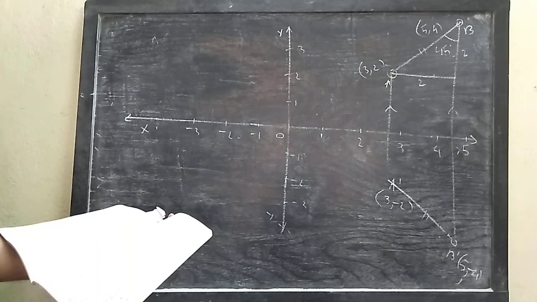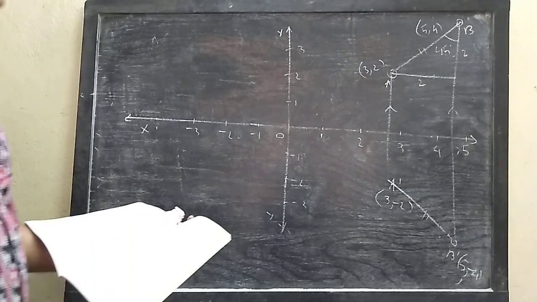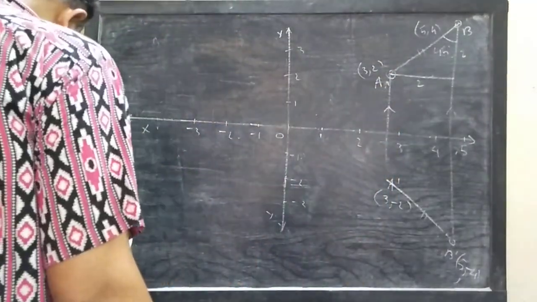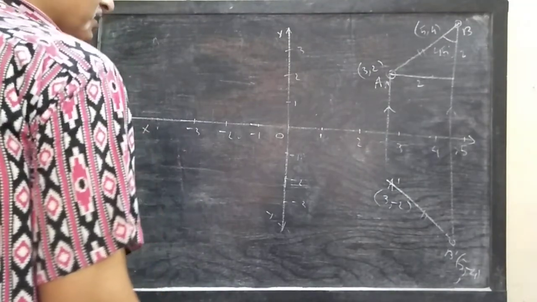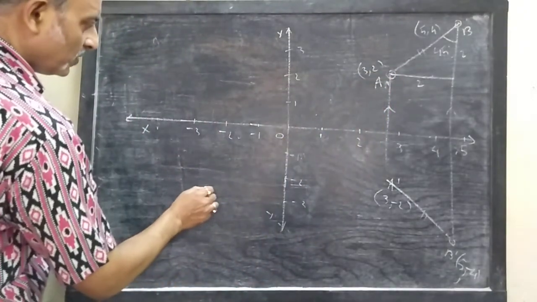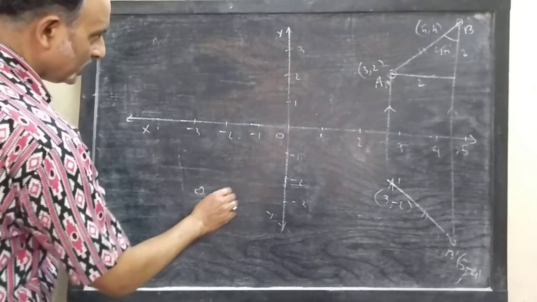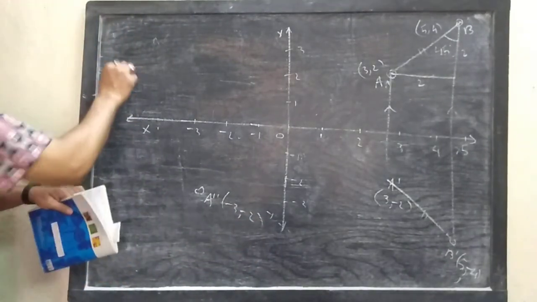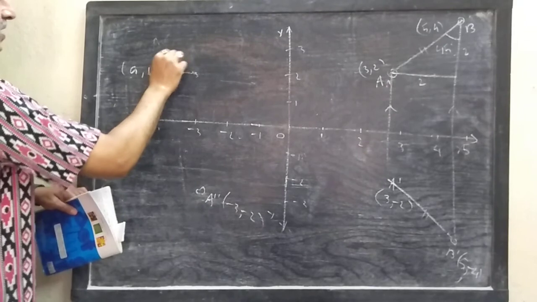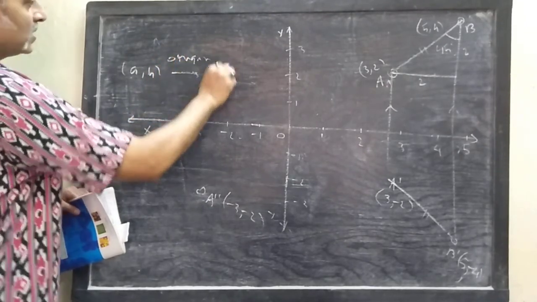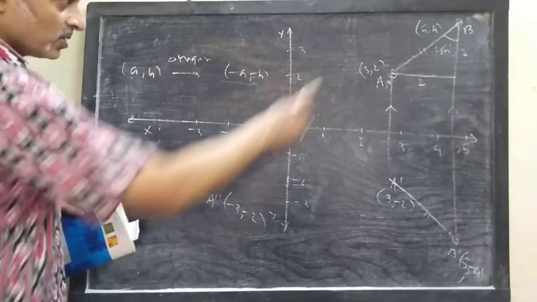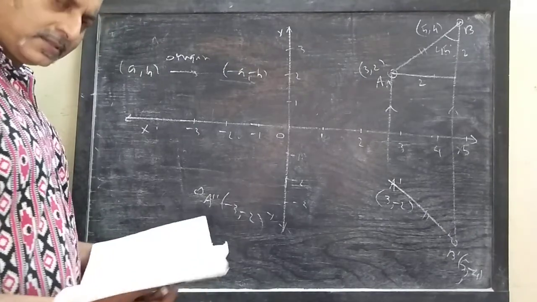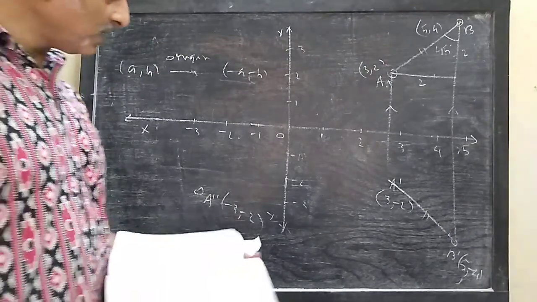The image of A double dash of A, this is the point A, when A is reflected in the origin. When reflected in the origin, the point will be here and its coordinate will be (minus 3, minus 2), because you know when point (a, b) is reflected in the origin, then it goes to (minus a, minus b). So (3, 2) goes to (minus 3, minus 2). But these are all the questions. Very simple, very simple.